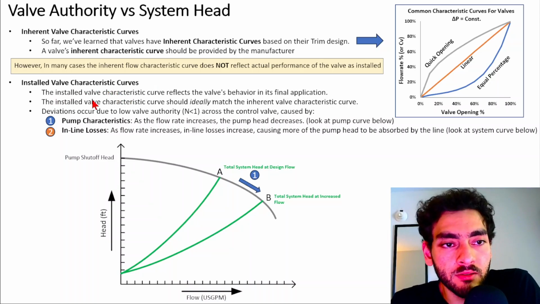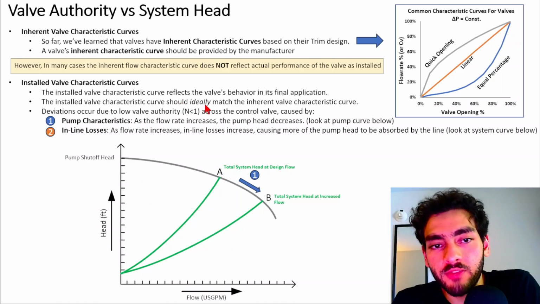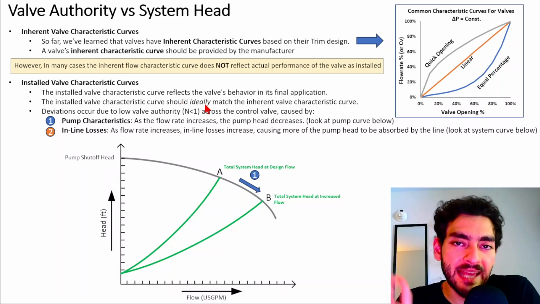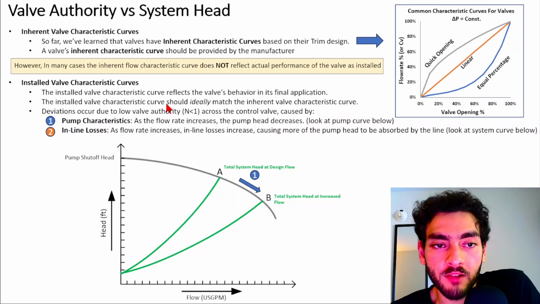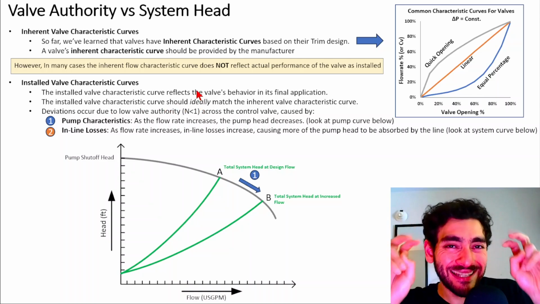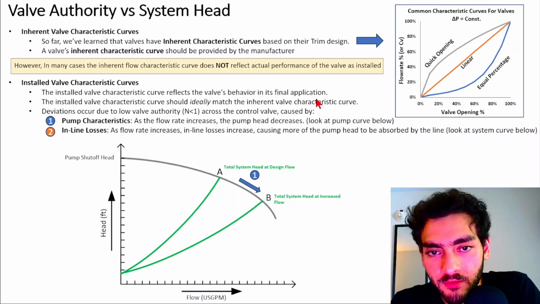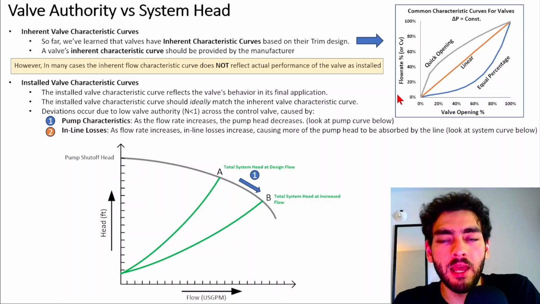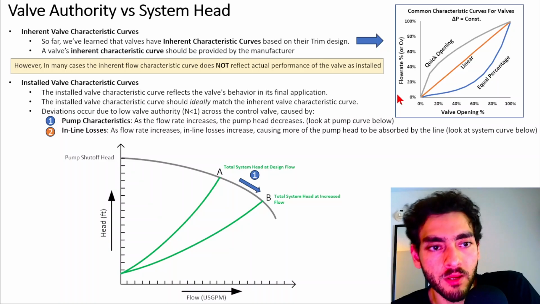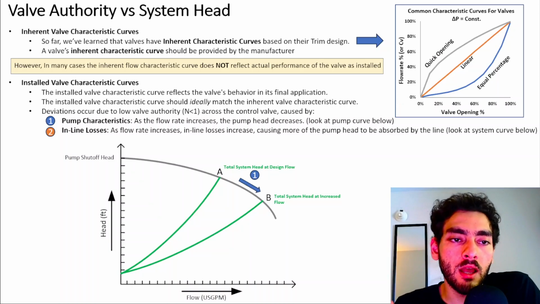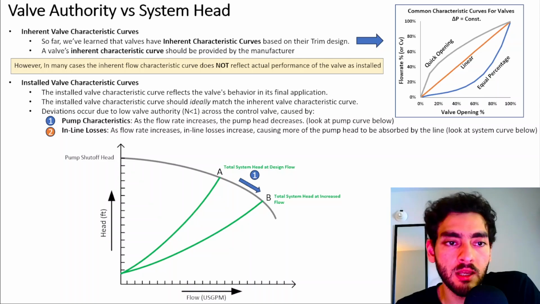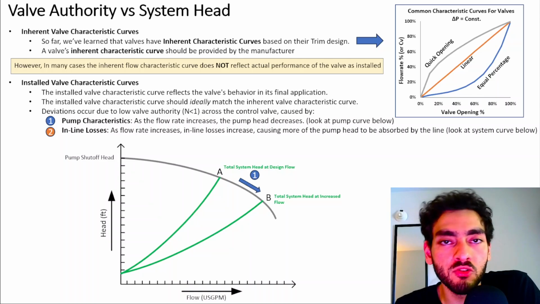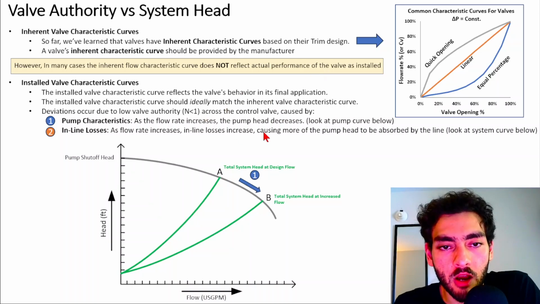So the installed valve characteristic curve reflects the valve's behavior in its final application. The installed valve characteristic curve would ideally match the inherent valve characteristic curve. However, deviations do occur, and they occur for many reasons. I'm specifying two reasons, however, they mainly occur due to low valve authority across the control valve.